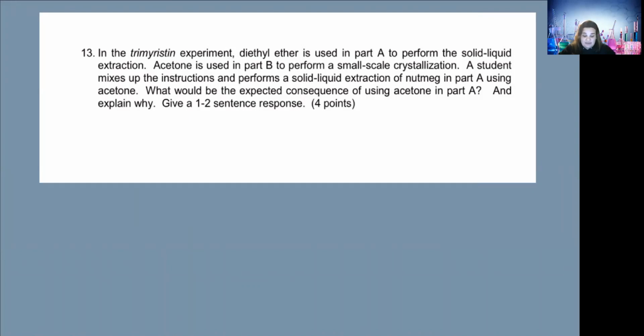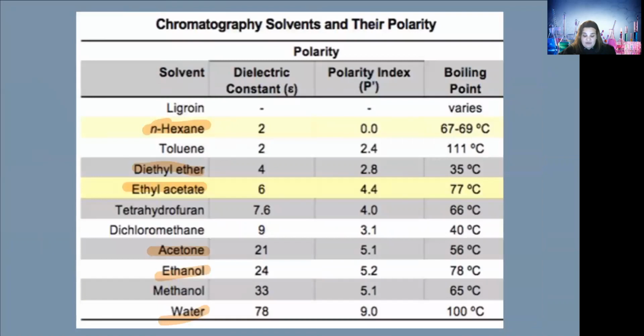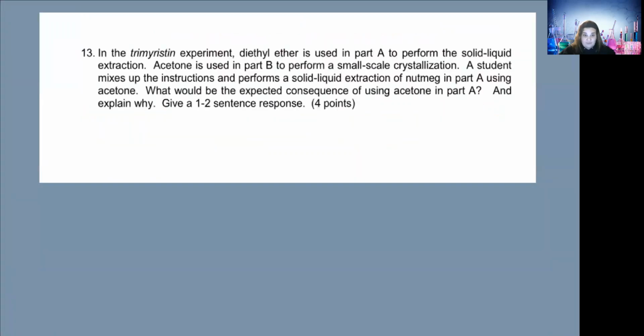Well, trimyristin is not a very polar structure, right? If you think back to what trimyristin looks like, it looks like this. So there's no hydrogen bonding. The polarity of trimyristin is relatively low. If you also use the table of different polarities that I gave you, you'll see that diethyl ether is pretty low in polarity and acetone is much more polar. So we want to think about how that's going to affect our results.